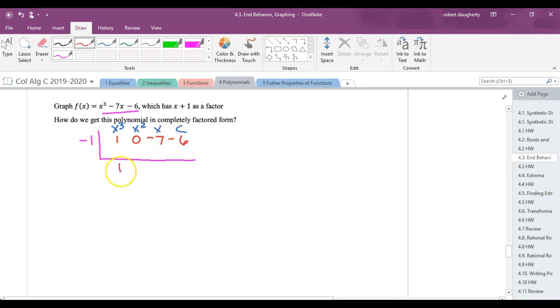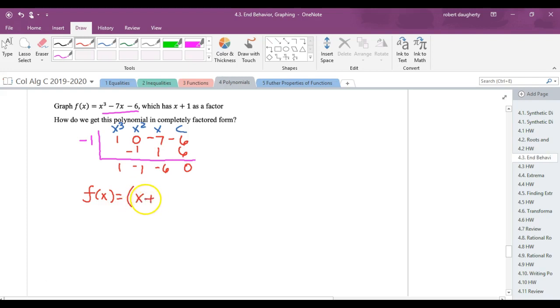Okay, if I bring the 1 down, 1 times -1, add to get -1. -1 times -1, add to get -6. -1 times -6, add to get 0. So this tells me that x plus 1 is a factor. It should be because I told you that it was, okay? So now this polynomial, f of x, is equal to what? What's the factor that I know?